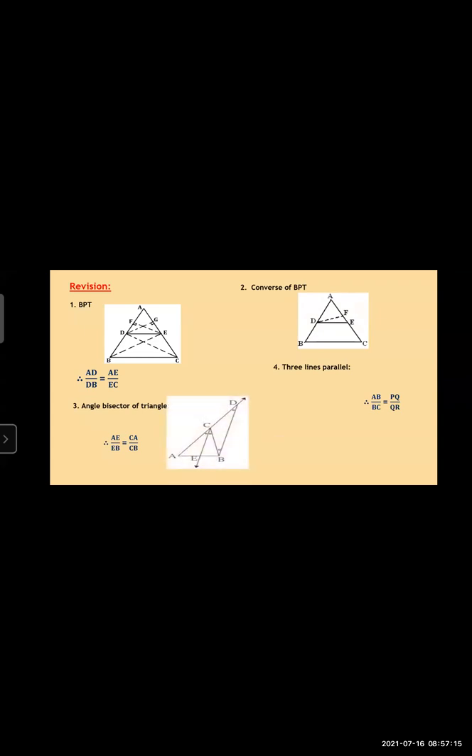Angle bisector, okay. In the angle bisector, CE is the bisector of the angle of the triangle. So we write AE by EB is equal to AC by CB. And last is the three parallel lines. If three lines are parallel, then we write AB by BC is equal to PQ by QR. So these are the revision part. Now let's start our miscellaneous exercise.